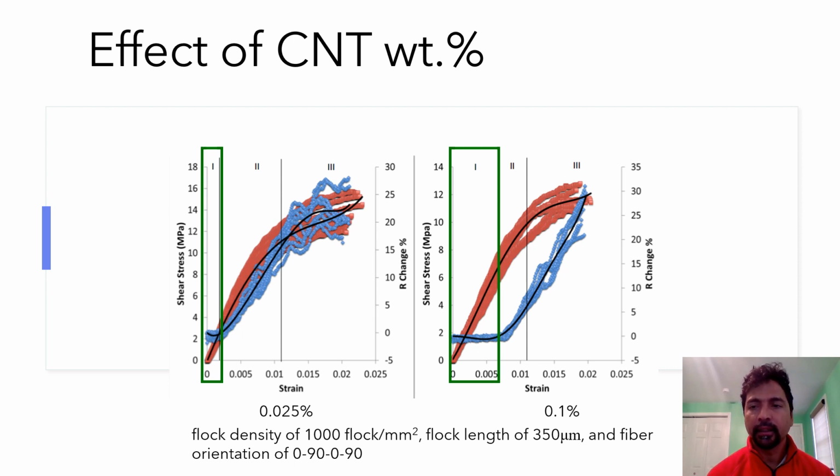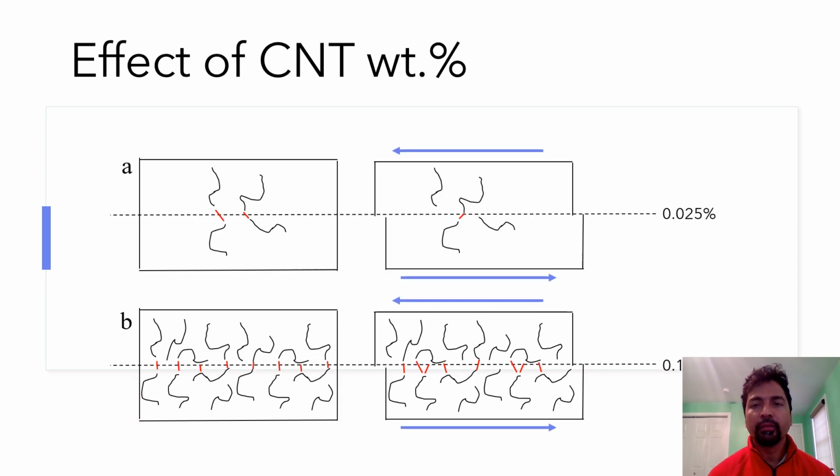The reason for that is discussed with a schematic here. When you have 0.025% weight fraction of carbon nanotubes, you have a very small number of carbon nanotubes in the system. Under shear deformation, these carbon fibers will actually make new contacts with the neighboring carbon fibers. That's why you don't see any change in resistance during the first stage.